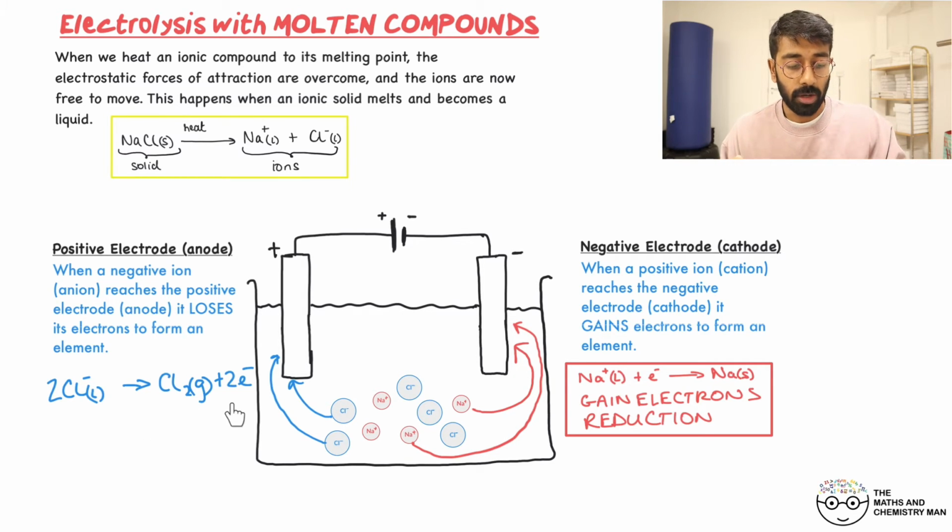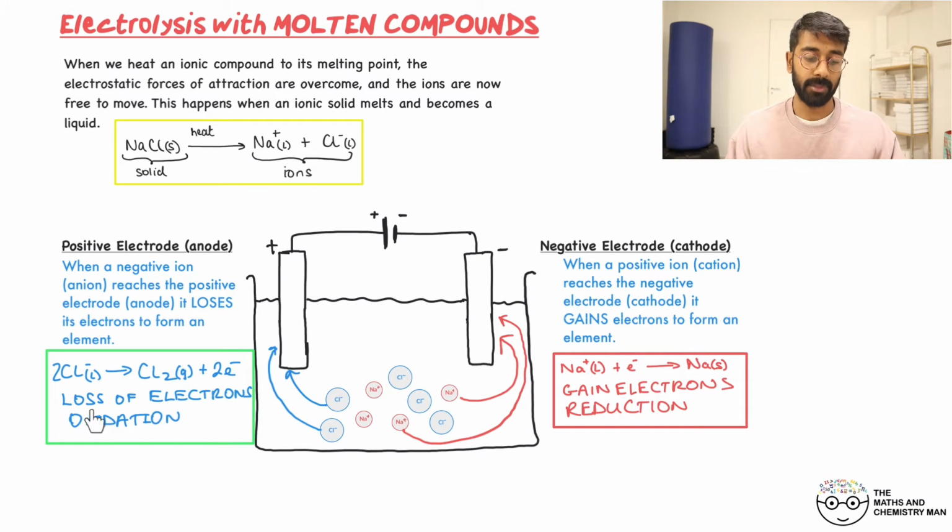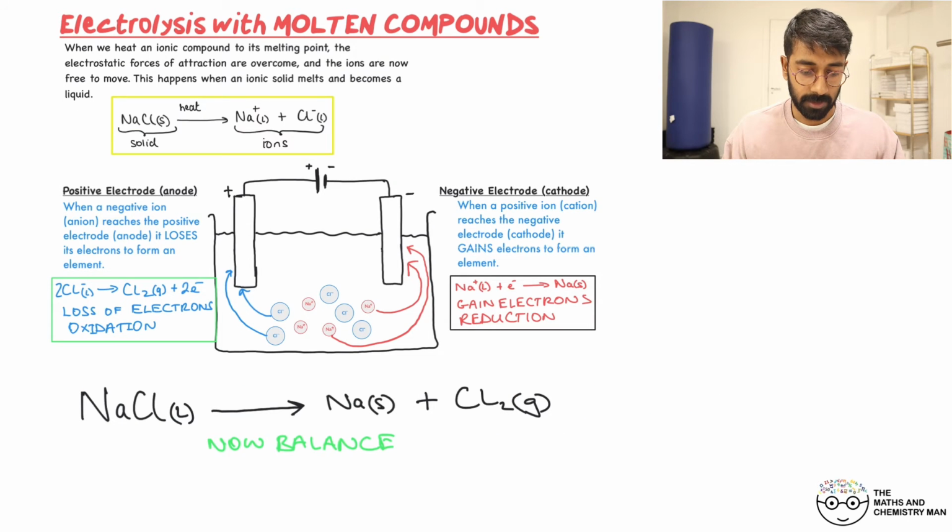Now you can see that they are losing electrons. And remember, like we said, on the other side, that's reduction. So this side, because they're losing electrons, this is known as oxidation. There we go. So you've got loss of electrons, and that is oxidation. Great. So overall, what's happened here?